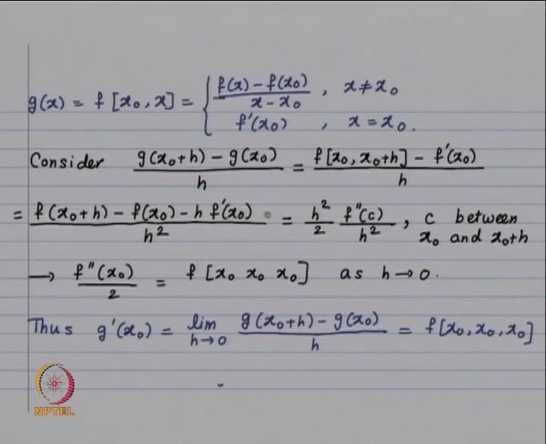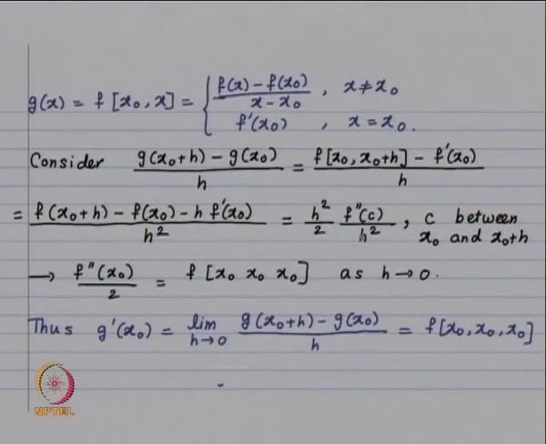So, for the numerator, we can apply the extended mean value theorem. That extended mean value theorem gives us the numerator to be equal to h square by 2 f double dash c, and then this h square, where c is going to lie between x 0 and x 0 plus h. Our h can be bigger than 0 or less than 0. So, our c will be in the interval x 0 to x 0 plus h if h is bigger than 0, or it will be in the interval x 0 plus h to x 0 if h is less than 0.